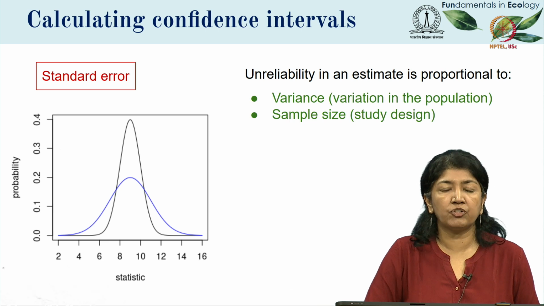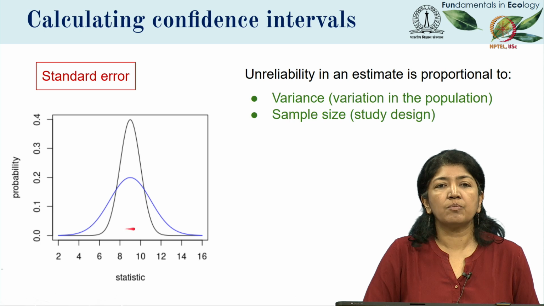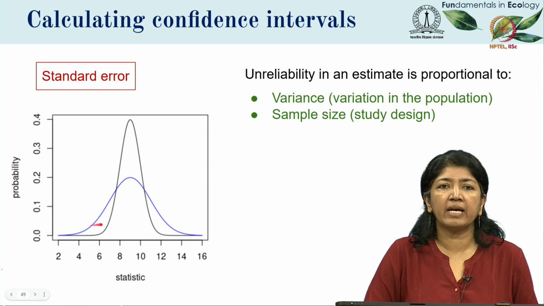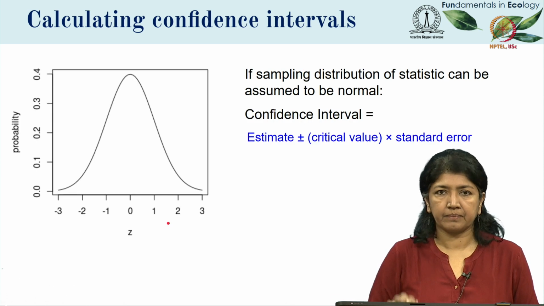So, here I have shown you two cases, one case where we have a very narrow distribution with a small standard error when sample size is high, and for the same population, if your sample size is low, you get a wider distribution with a wider standard error.